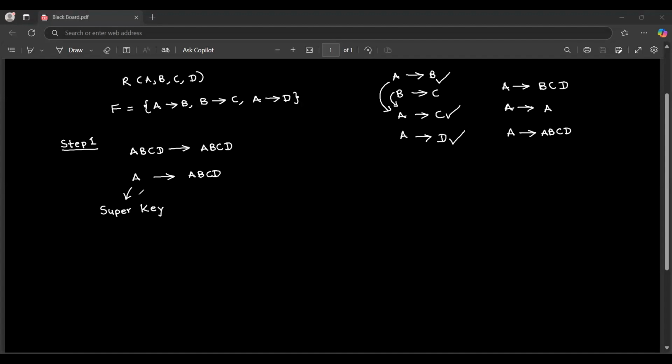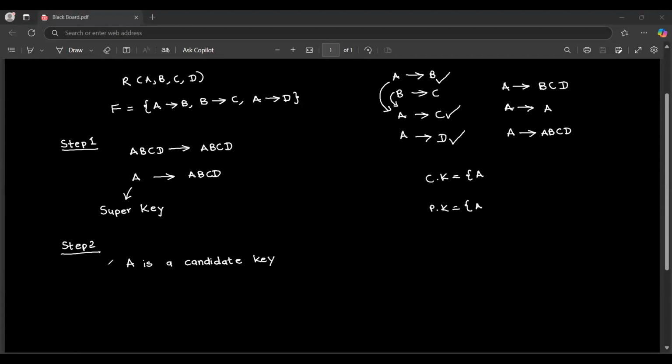Once we have found out the super key, we have to check for candidate key. Since A is an individual set, we can say step 2, A is a candidate key, without any doubts. So we can update the candidate key set. Candidate key will have A, and the prime attribute set will have A.